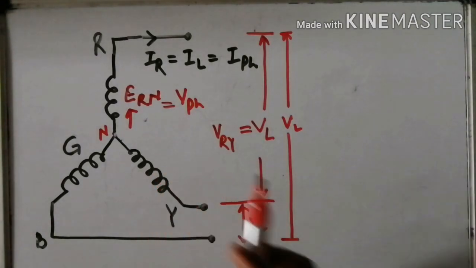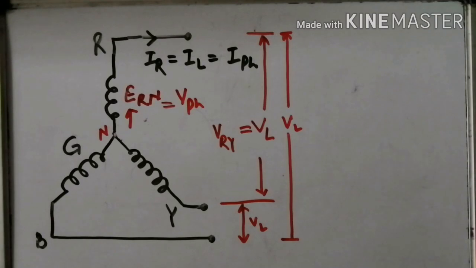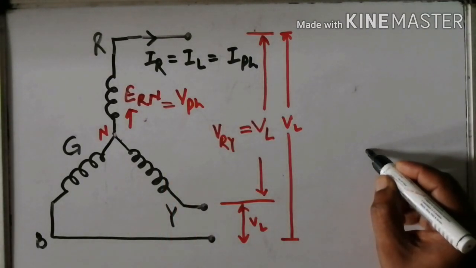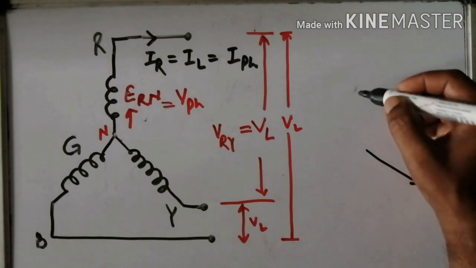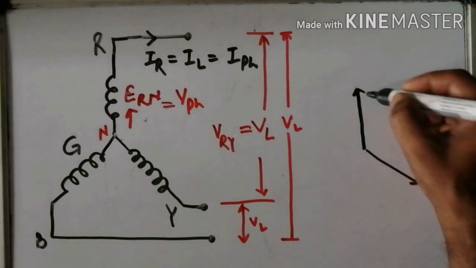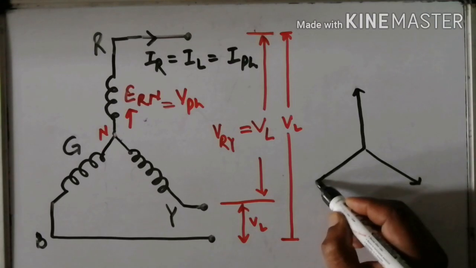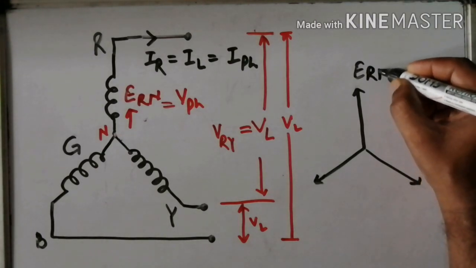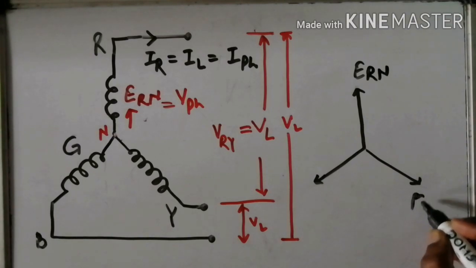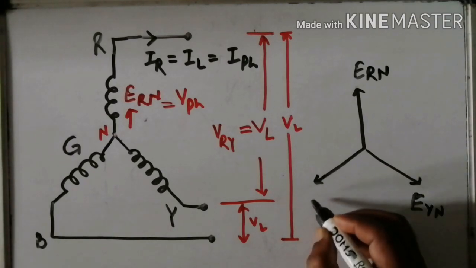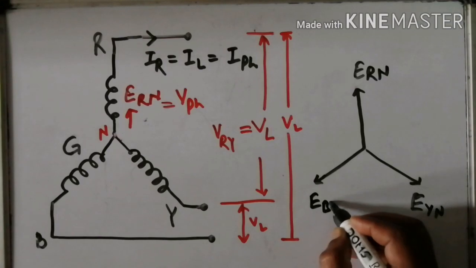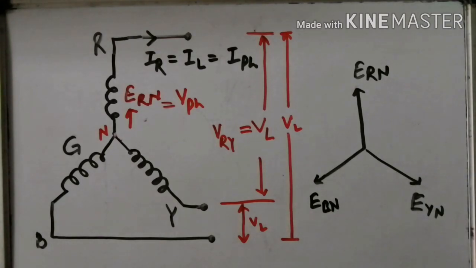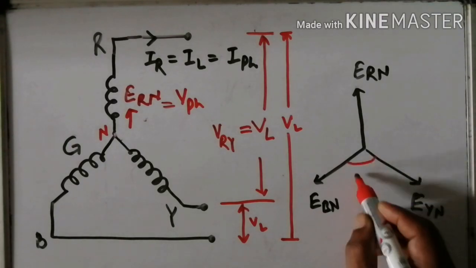First of all, I am going to draw the phase voltages. These are the three phase voltages at an angle of 120 degrees each. This one is the voltage of the red phase, this one for the yellow, and this one for the blue phase, right? All of them are 120 degrees apart.